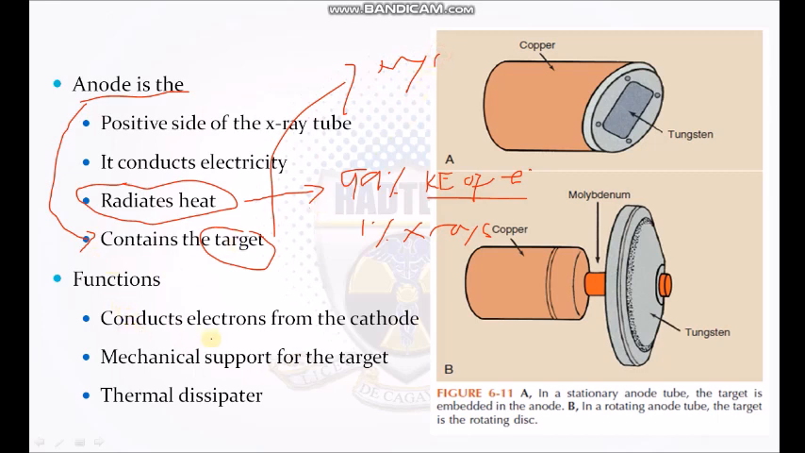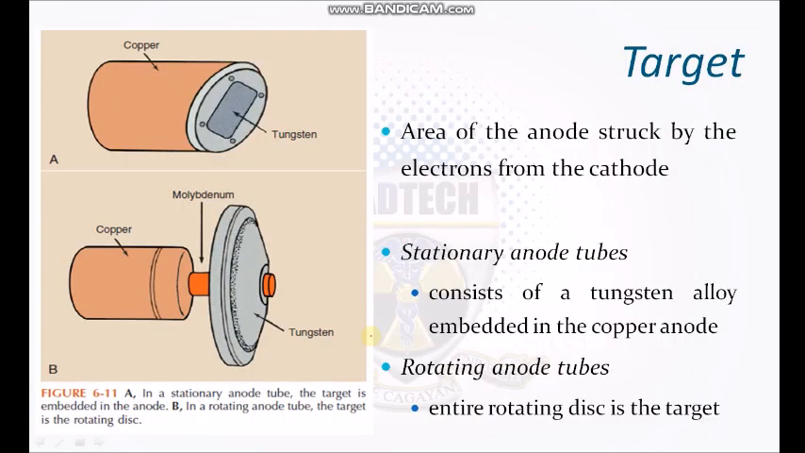Okay, so the functions: conducts electrons from cathode, mechanical support for the target, and also a thermal dissipator. Okay, so the target is the area of the anode that is struck by electrons from the cathode. And when electrons strike the target or interact with the target, then X-rays will be produced. Okay, so we have two types of anode, the basic constructions of an anode. You have a stationary anode and then a rotating anode.